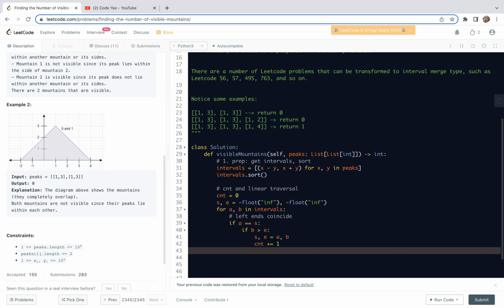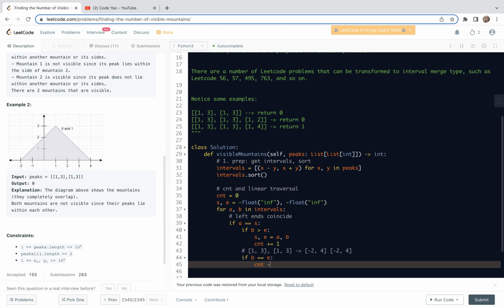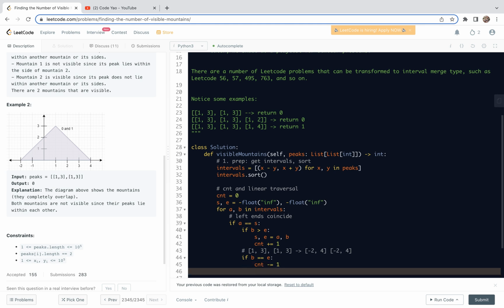And another situation we want to point out is that here we are going to write another if clause to deal with the situation. For example, we have two mountains, 1,3 and 1,3. So the corresponding interval actually is negative 2 and 4, negative 2 and 4. So in this case, if we have two intervals, none of them can be seen. So we are going to treat this as if B equals E, and then we are going to decrement the count by 1. And notice that count is non-negative. We want to make sure this is the maximum of count and 0.